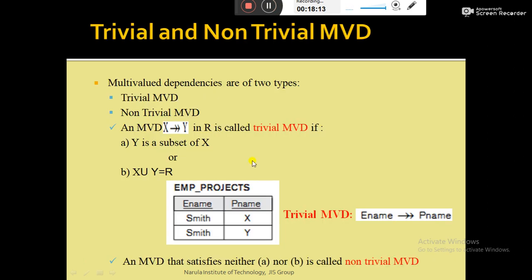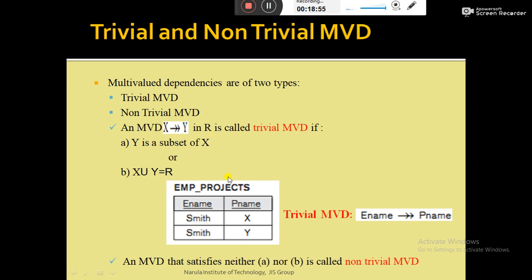Next concept is the classification of multi-valued dependency. Multi-valued dependency can be classified into two categories: trivial and non-trivial. A multi-valued dependency X double arrow Y in R is called a trivial multi-valued dependency if any one of these conditions holds: either Y is a subset of X, or X union Y is equal to R. Then we can say that the multi-valued dependency X double arrow Y is trivial.